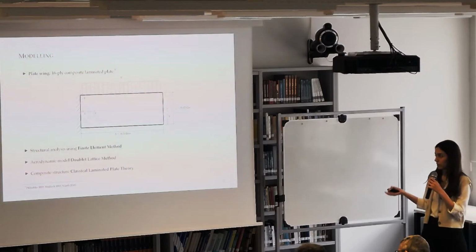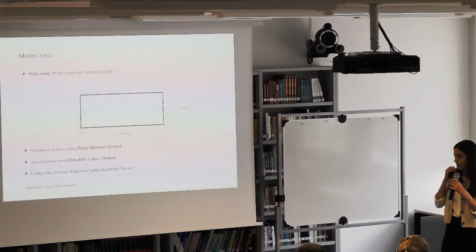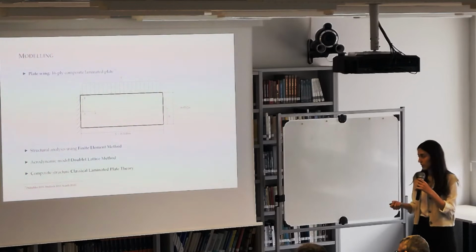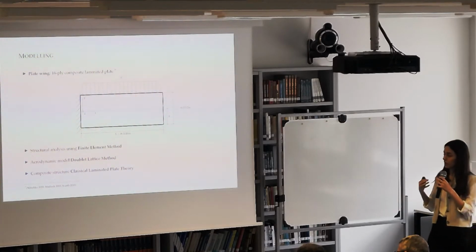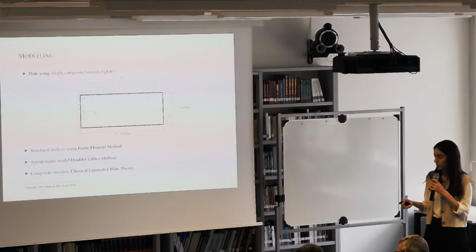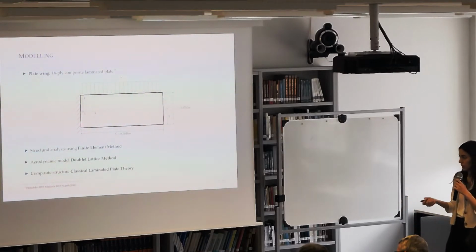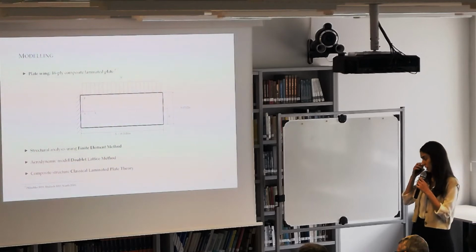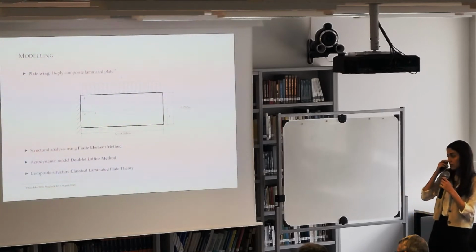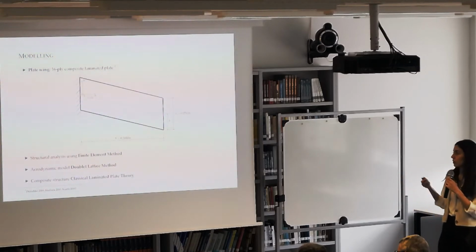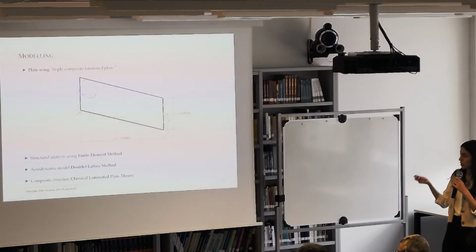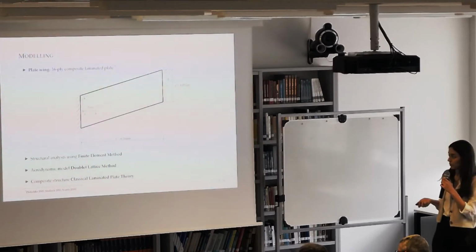For example, he used Rayleigh-Ritz methods or quasi-steady methods for aerodynamics. We try to improve these methods by using the finite element method or the doublet lattice method, which are medium fidelity models and more common to use in industry in the pre-design step. And finally, the composite structures are modeled using the classical laminated plate theory. The fact that we use the finite element method allowed us to study different configurations such as swept backward wing or swept forward wing.